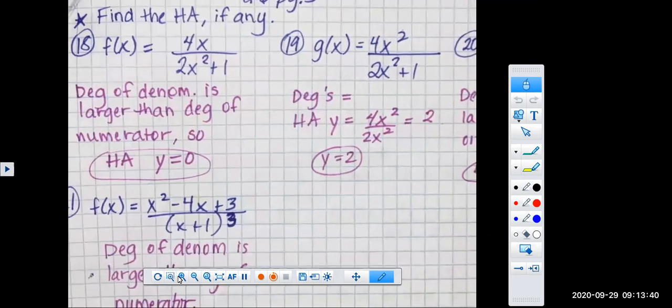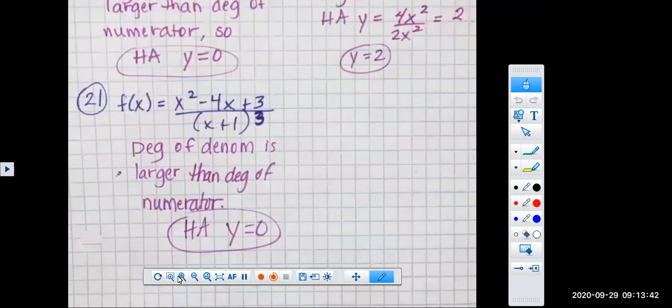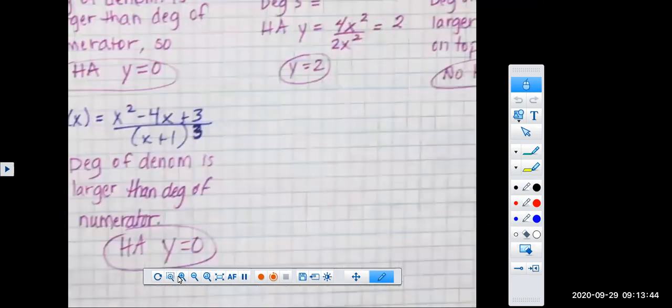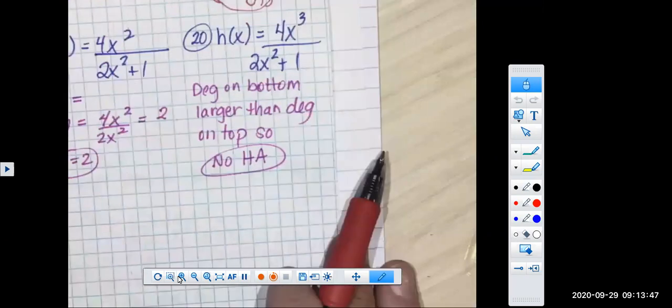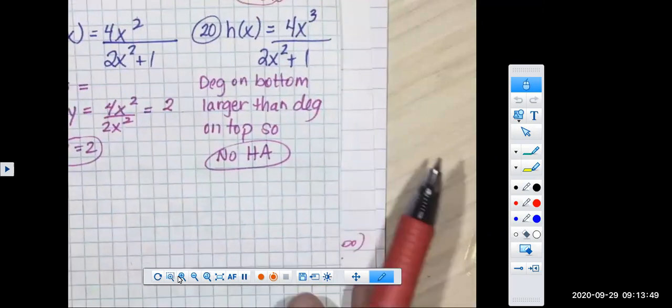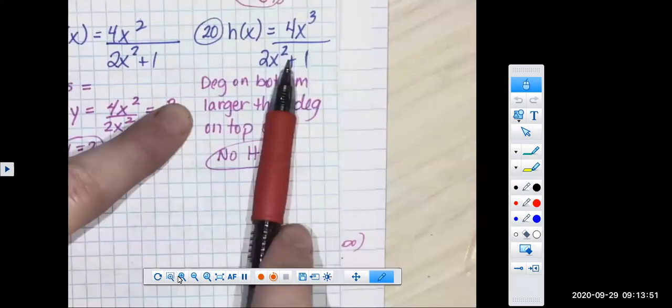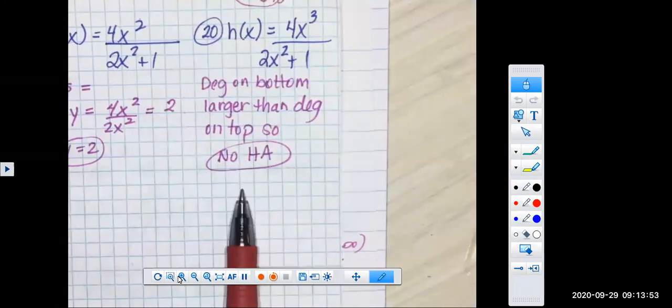Okay, let's look at the last one for horizontal. I want to show you one. Wait, hang on. Let's back up. Number 20. Notice that your degree on top is bigger than the degree on bottom. So in that case, no horizontal asymptote. That's what it looks like.